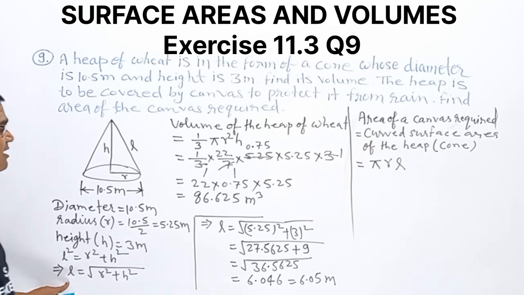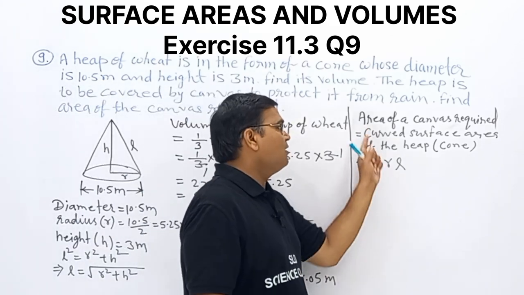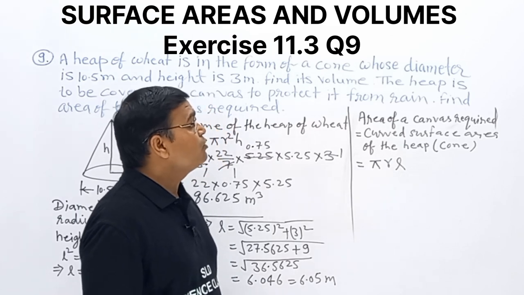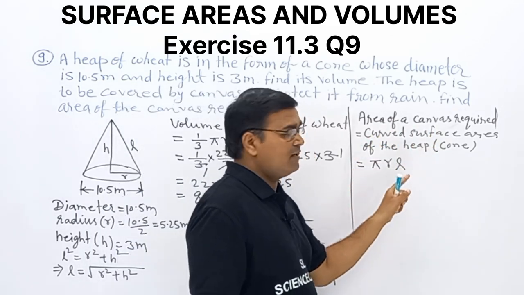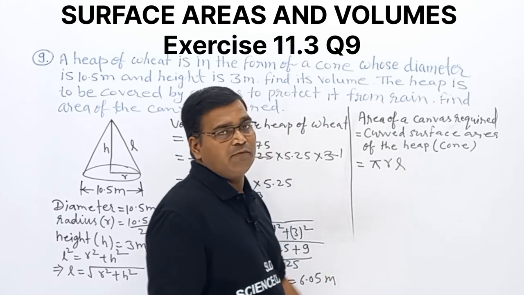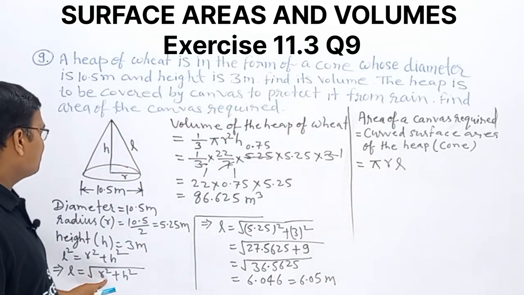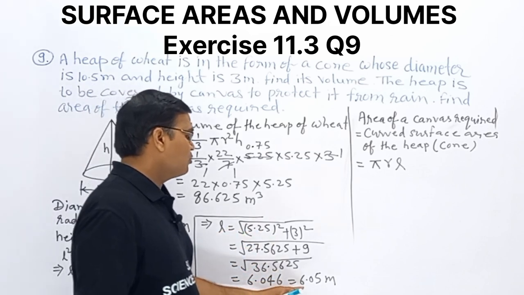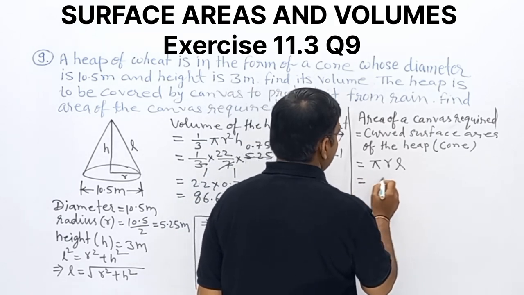So why are we calculating slant height? Because we want the area of the canvas required, and to find the area of the canvas we use the formula for the curved surface area of a cone, and it is pi r l. So R is given, but L we should find. So L equals the square root of R square plus H square. We are putting the values and solving. We are getting L equal to 6.05.